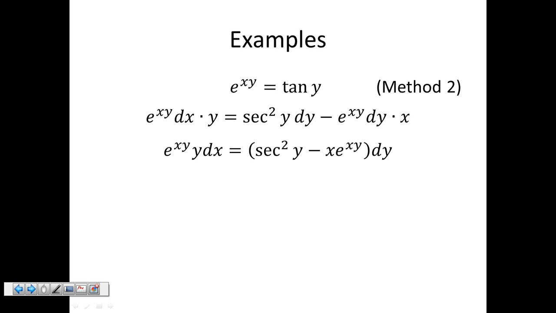So I need to divide the dx over so that it's under the dy. And I also am going to need to divide by everything in those parentheses that's multiplying the dy. So I move the dx over under the dy. I move the secant squared y minus x e to the xy to the bottom on the left side. And there's my derivative again.